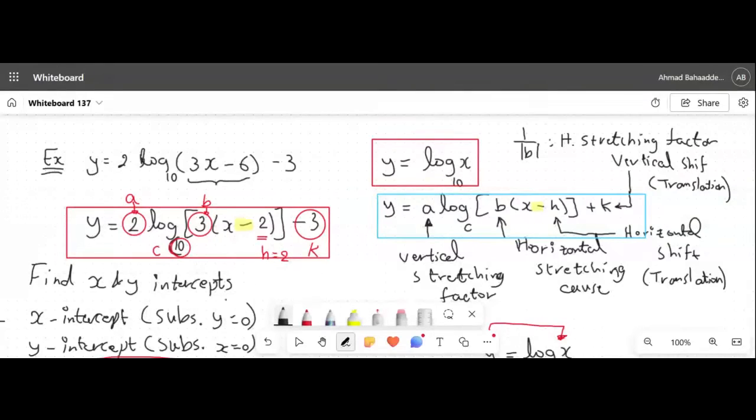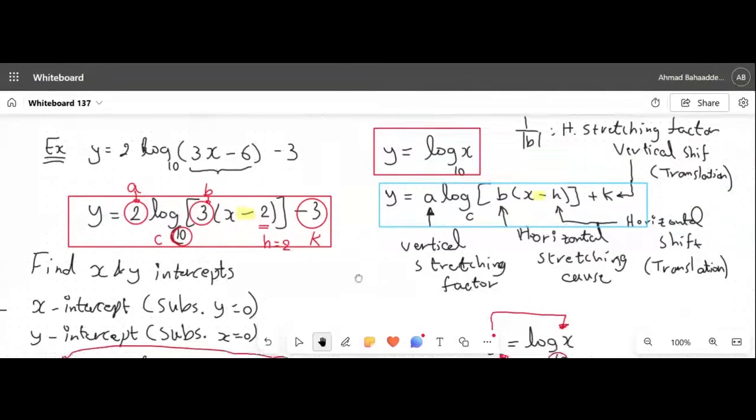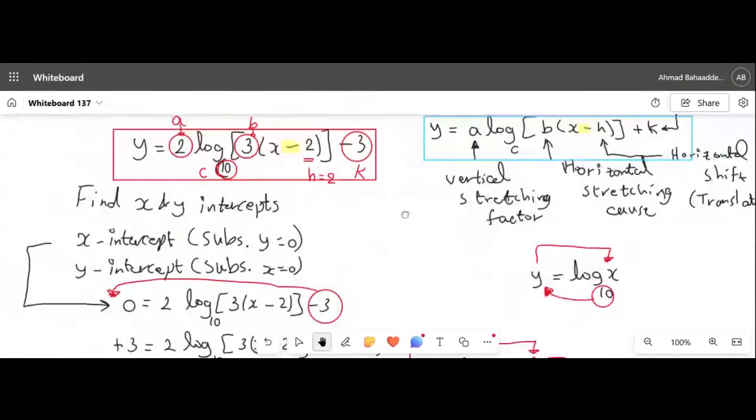So finding x and y intercepts for this type of question, we need to substitute. As you know, for the x intercept, we need to substitute y equals 0. For the y intercept, we need to substitute x equals 0.